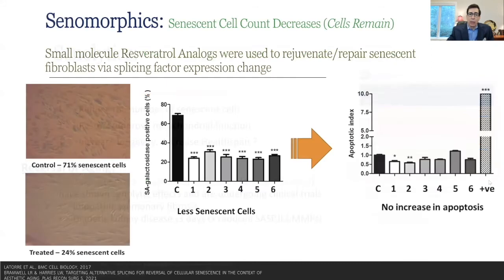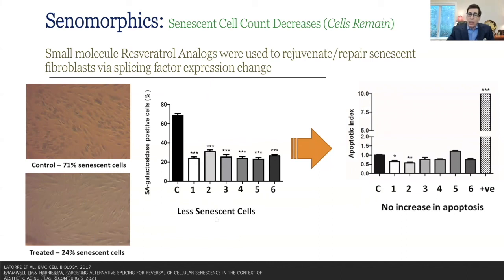So very interesting indeed. In contrast, xenomorphics also reduce the senescent cell count, but the cells remain. Professor Lorna Harries at Exeter has done some of the pioneering work. She's been using analogs of resveratrol, another substance we know from chocolate, red wine and grapes. And these small analogs were used to alter fibroblasts via gene splicing. And you can see here a big decrease in senescent cells from the control to the treated.